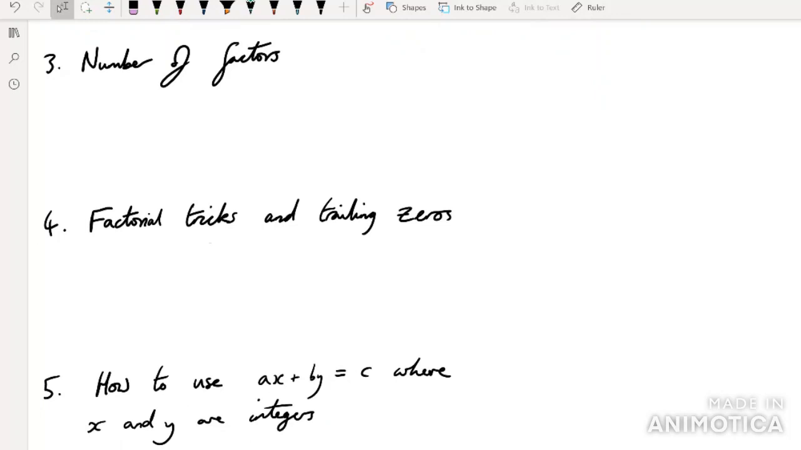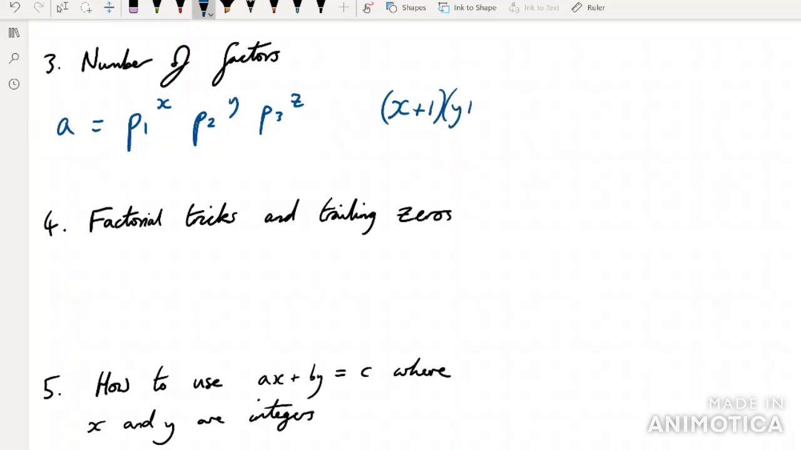Okay, so then the next little trick: you'll often get questions asking you about the number of factors of a number, or they tell you a number has a certain number of factors. Why is that useful? Well, if we have a number A, which once we express it in prime factorization is P1 to the X, P2 to the Y, P3 to the Z, there's a very simple and quick way to figure out the number of factors. The number of factors will be X plus 1 times Y plus 1 times Z plus 1.